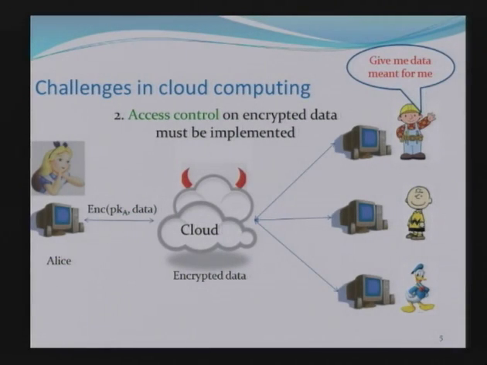So she wants Bob to learn only some portion of the sensitive data. So there is some access control that's defined over here. But now, since all this data is encrypted, this access control needs to be implemented on encrypted data, which is a whole new challenge that we face. And so if Bob comes to the cloud and says, give me the data that's meant for me, somehow the cloud must know what data Bob is authorized to see and give only that data to Bob without learning anything. Since everything is encrypted, the cloud sees garbage, so how is it going to implement this access control?